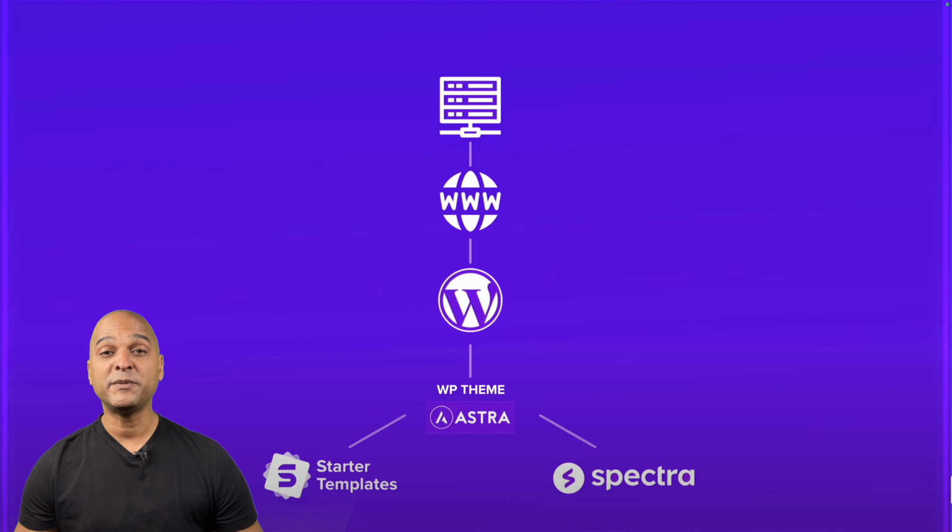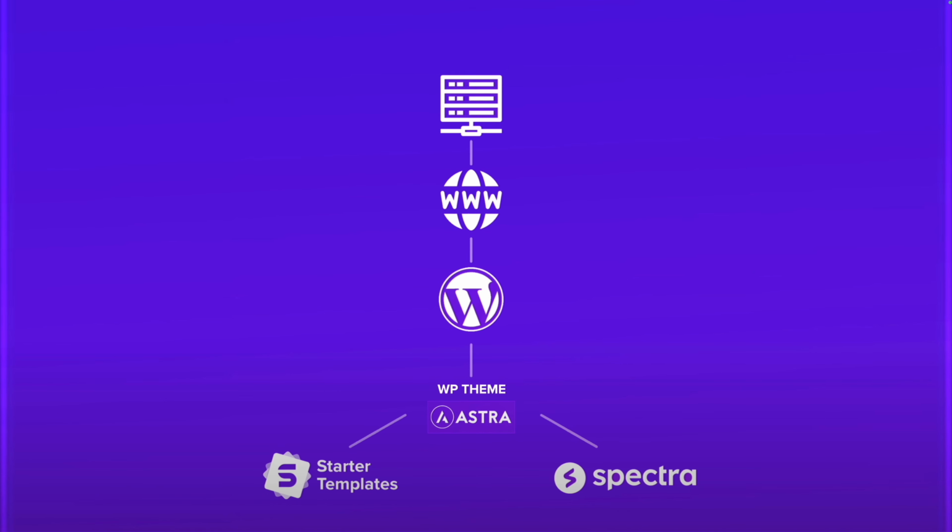Next, we'll need WordPress because this is what we'll be using for this tutorial, and WordPress needs what is called a theme to display the website. So that takes care of the design and of the features. And for this tutorial, we'll be using the Astra theme. And by the way, the video I just mentioned walks you through installing WordPress and Astra in just a few clicks.